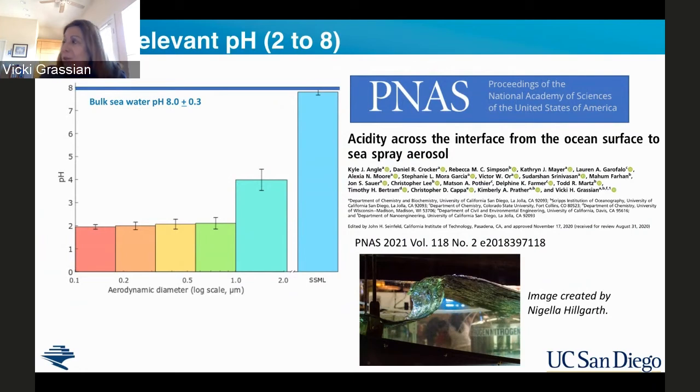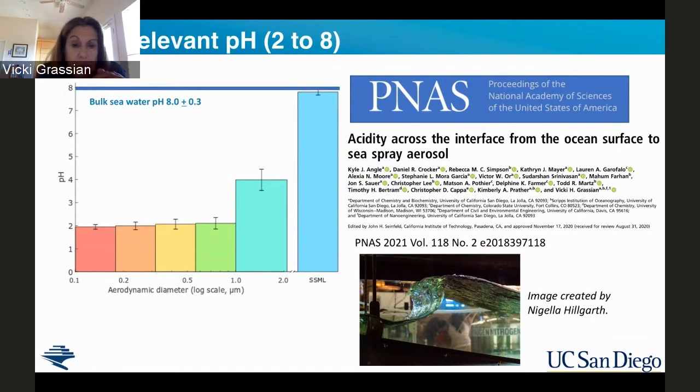So how did we measure the pH of the aerosol? We measured the pH of the aerosol by simply depositing this onto pH paper. Okay, we did the simplest experiments in the world, and we got a PNAS paper. Okay, so that's kind of cool.